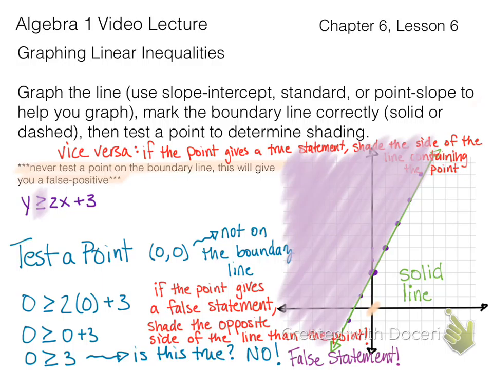Okay, so all of the points in this purple range right here are all possible solutions to this linear inequality. All of the points work. If you picked a point in the purple range and plugged it back into the equation over here, y is greater than or equal to 2x plus 3, you're going to get a true statement, which means it's a possible solution. So there's a ton more solutions than just a linear equation.